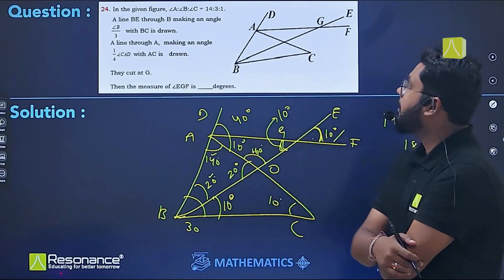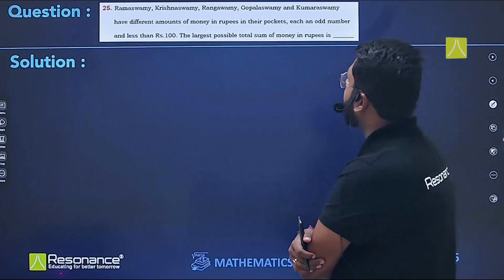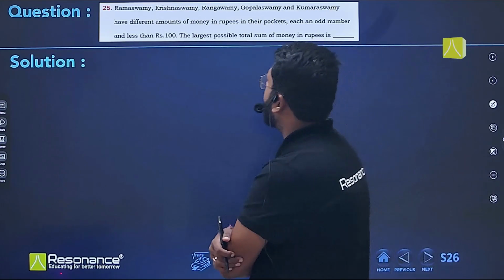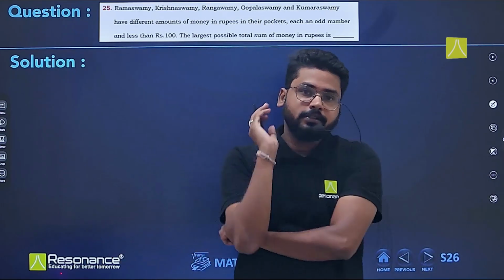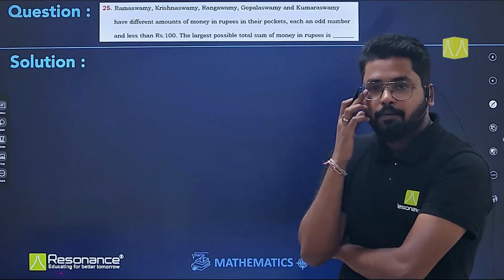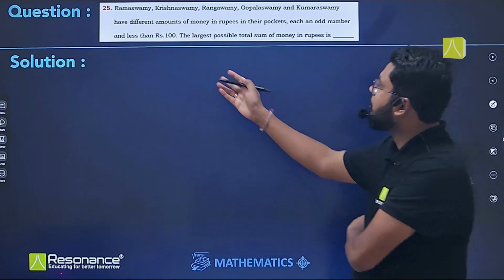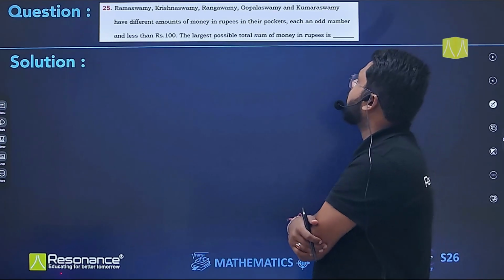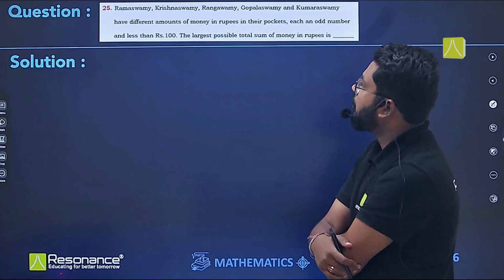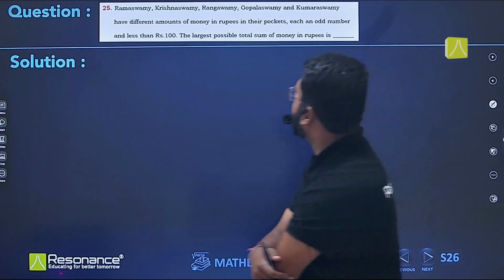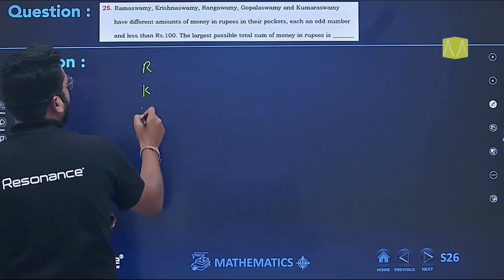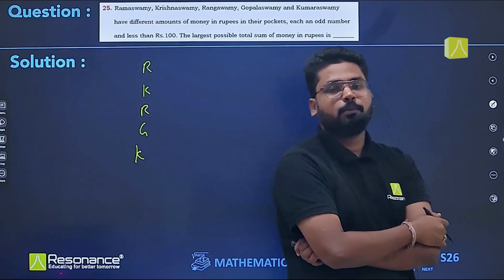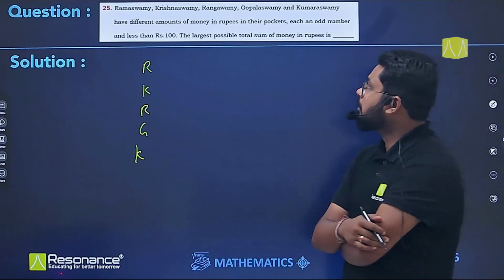Now our next question is, Ramaswamy, Krishna Swamy, Ranga Swamy, Gopal Swamy and Kumar Swamy have different amounts of money in rupees in their pockets, but each having an odd number. This is the same question from our sample paper, but we have 250 rupees instead of 100 rupees. And less than 100 rupees. So the largest possible sum of the money in rupees is what? They all have different money, and these are 5 people. They have less than 100 rupees, but odd numbers. We have to take the maximum value, the largest possible sum.